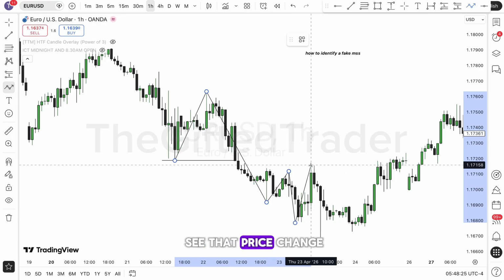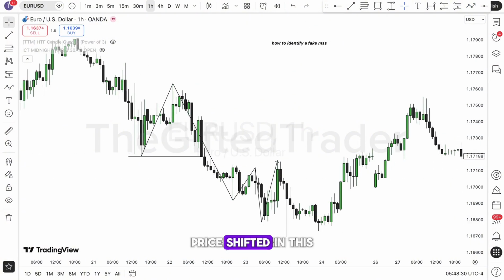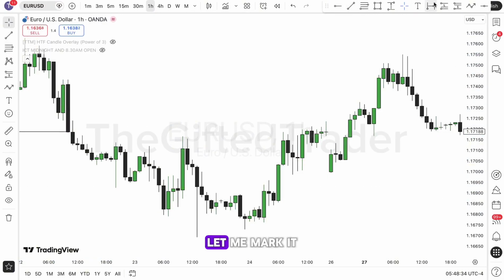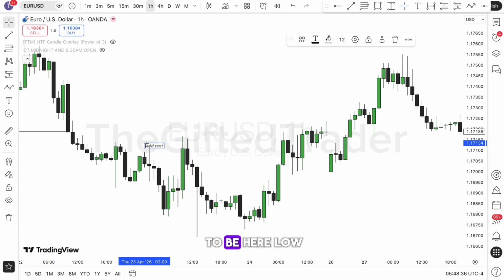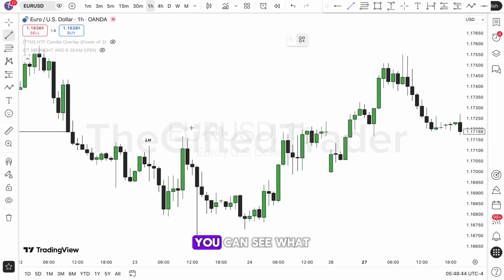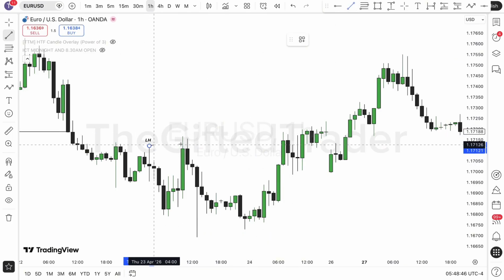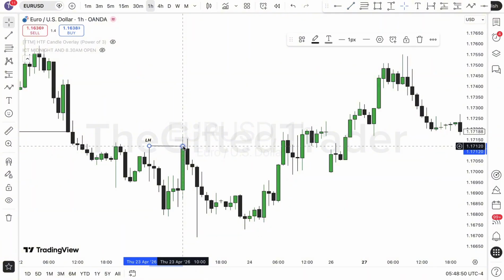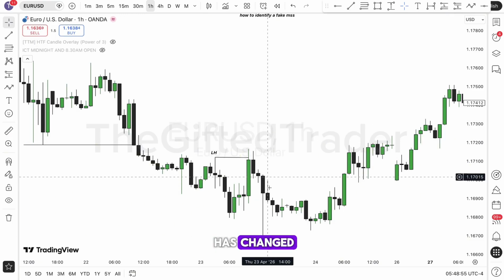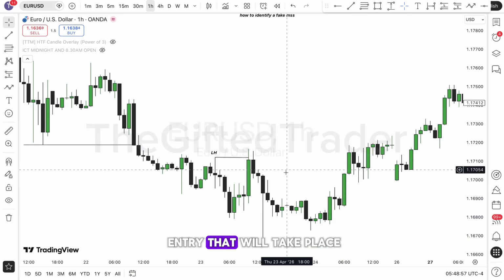Now here you could see that price shifted in this place, right? Let me mark it here, lower high. You can see that price did a market structure shift over here. Okay, now many people will think that the trend has changed and will look for an entry to take.